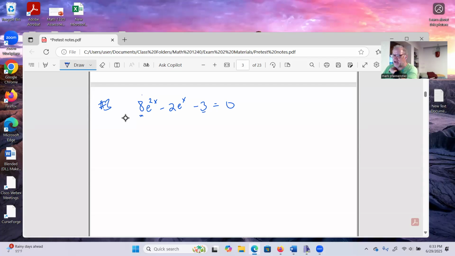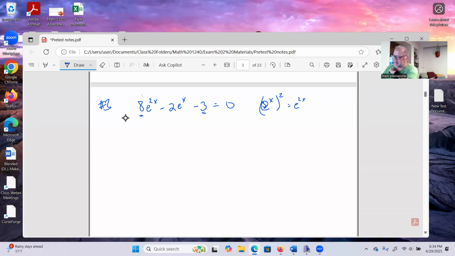This is a problem that's kind of like a quadratic hidden, an exponential hidden inside of a quadratic, because really e to the 2x is really e to the x squared. Remember, when you have an exponent raised to an exponent, we multiply the two of them, so this is really e to the x squared.